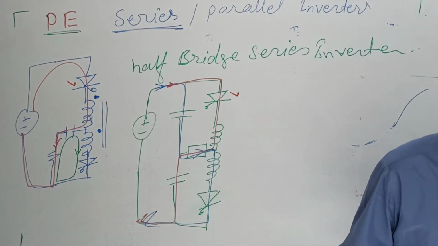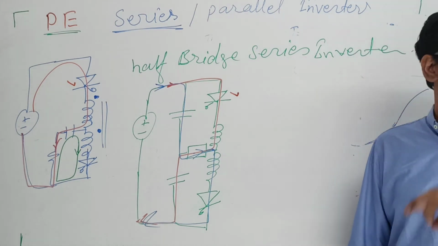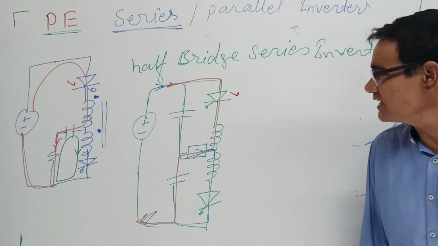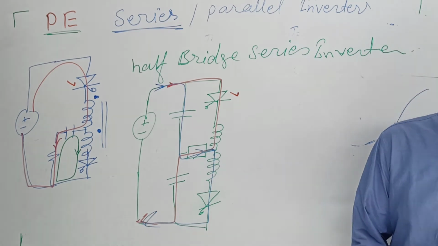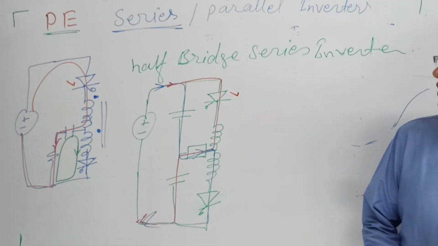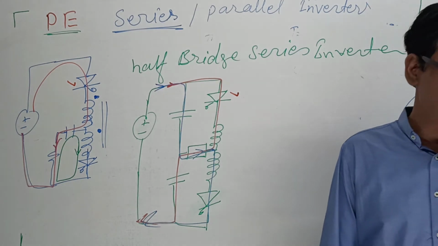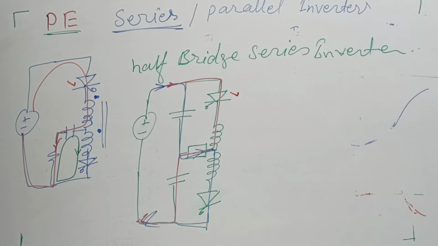So this is a very good one. Good arrangement, best arrangement, better performance. This is a very good solution of a series inverter, that is the half bridge type inverter circuit. It is a modified type of series inverter. You can definitely study it well.